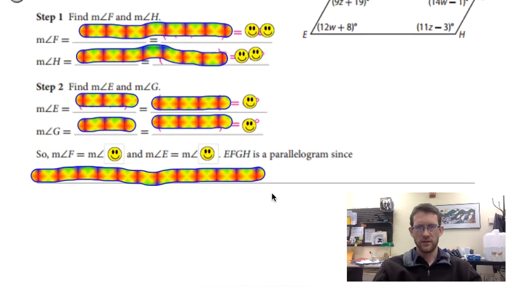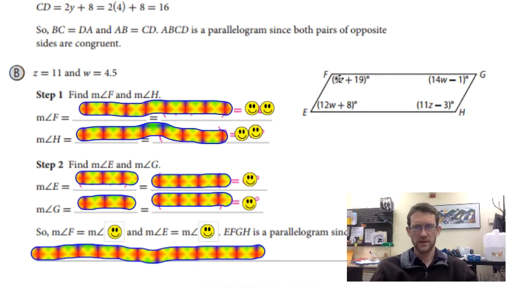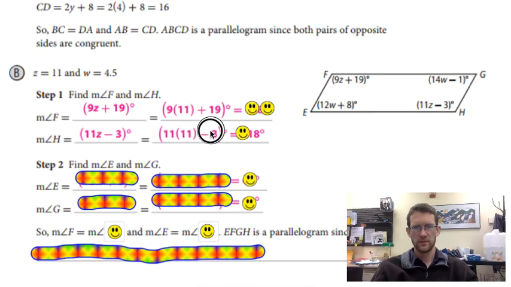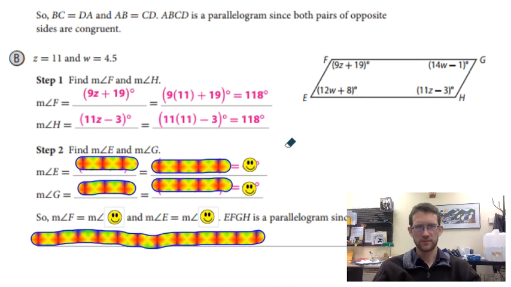Same one here. If this is a parallelogram, then the opposite angles are congruent. Therefore, 12w plus 8y is equal to 14w minus 1. Similarly, 9z plus 19y equals 11z minus 3. So we set these equal to each other, solve, and plug it back in.